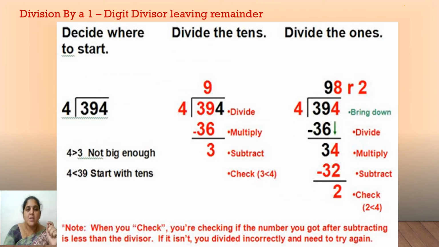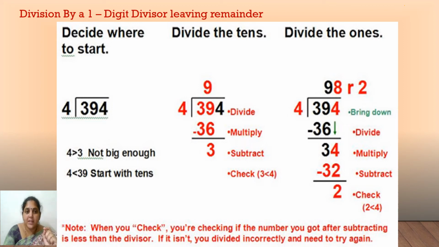Children, now we are going to see a division by a single digit number where we can get our divisor leaving a remainder. So we will be seeing the process of how we are going to do it, how we are going to proceed with the other number, and how we are leaving the remainder at last.